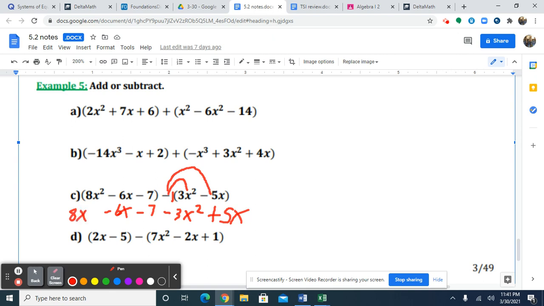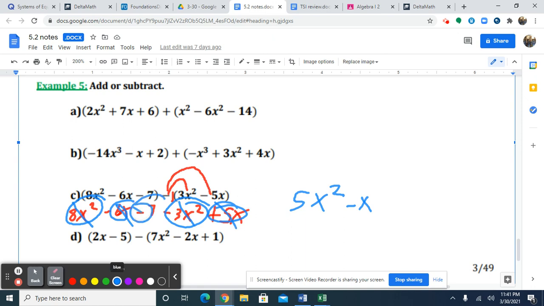And once we take that step, we are able to combine our like terms again. So we have x squared minus 8x squared minus 3x. So 8 minus 3 gives us 5x squared. We have negative 6x plus 5x. That's negative 6 plus 5 is negative 1x, or I could just write negative x. And then we have negative 7 there. So we're just going to write that next to each other.